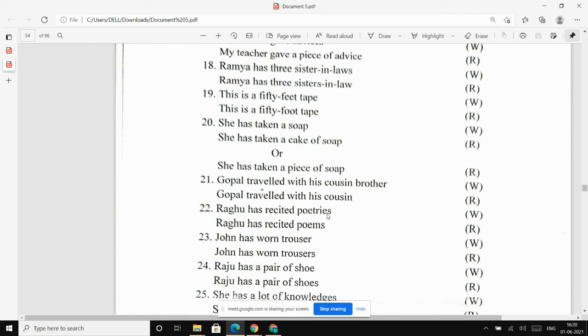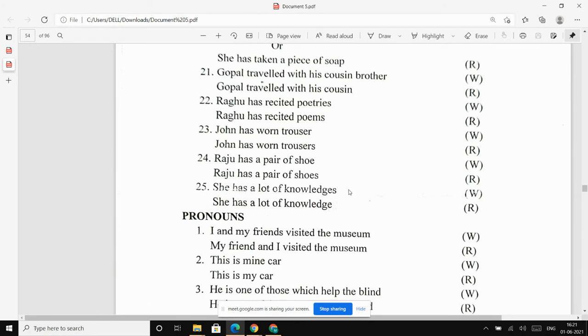Okay, not poetries, but poetry. Raghu has written poetry, but recited means పాడటం ఇక్కడ. Then John has worn trouser. John has worn trousers is the plural form here. Then Raju has a pair of shoe. Raju has a pair of shoes. So they are always shoes, trousers are always plural.